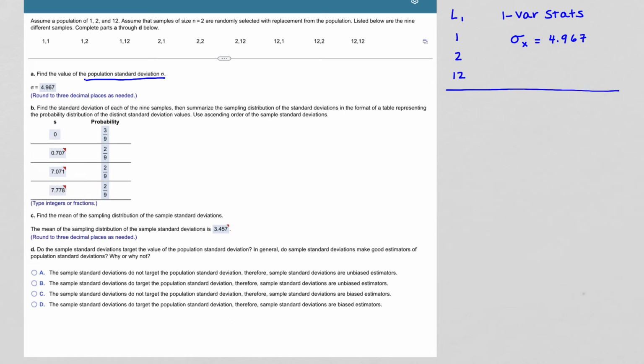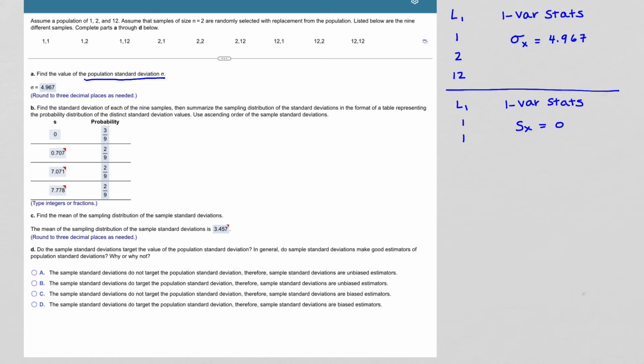Next, we need to find the standard deviation of each of the 9 samples. So I'm going to go back to L1, and I'm going to enter the values of the first sample, and that's 1 and 1. And run one variable stats again. But in this case, I'm putting in a sample, not the entire population. So I want to know what Sx is. And that turns out to be 0.